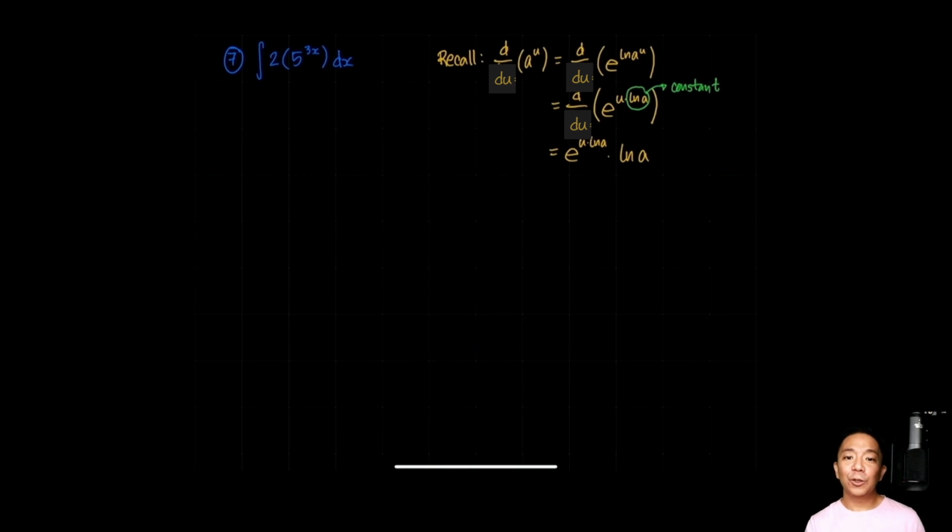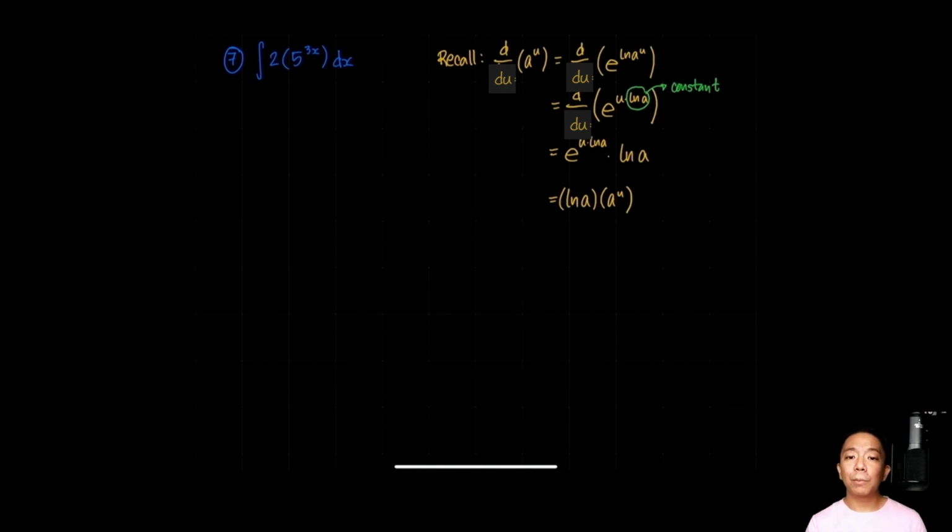Now, recall natin yung pinanggalingan nito, no? Nung e raised to u times ln of a, galing siya sa e raised to ln of a raised to u. So, we can cancel yung e tsaka yung ln, and what we'll have is ln of a, yung nasa kanan na ln of a, times e raised to ln of a raised to u, but sinimplify natin yung e and ln, and all that we have left is a raised to u.